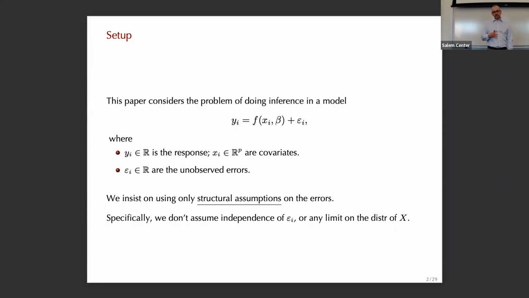I want to say something about those betas, but I don't want to assume anything more than what I have to assume. So I don't want to assume independence of the errors. I don't want to assume that they are normal. I also don't want to say anything about the distribution of the x's. I don't want to impose restrictions on the joint distribution of the x's and the errors. I'm only going to use what I call structural assumptions on the errors. So what is a structural assumption?